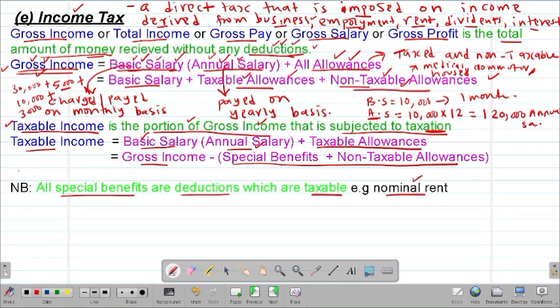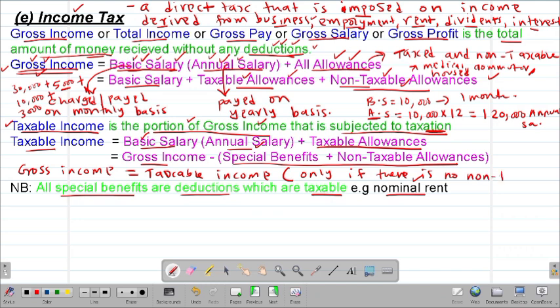Remember, we are saying that the gross income, in some cases, can be equal to the taxable income. The gross income can be equal to the taxable income if and only if there are no non-taxable allowances. So if you get a question that does not have any non-taxable allowances, then for that case, the gross income will be equal to the taxable income.